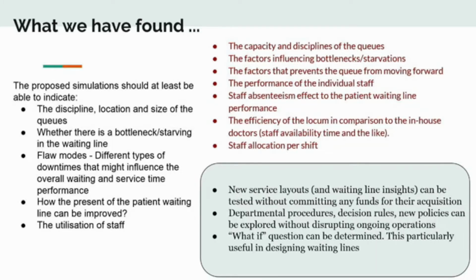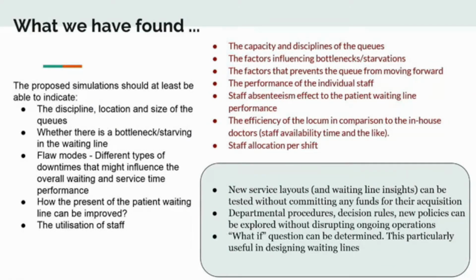What we have found. We managed to answer everything. We understand the capacity and discipline of the queues. The factors influencing bottlenecks and starvations, the factors that prevent the queue from moving forward. In addition to this, the performance of the individual staff, absenteeism effect to the patient waiting line performance, the efficiency of the locum in comparison to the in-house doctors, and staff allocation per shift.